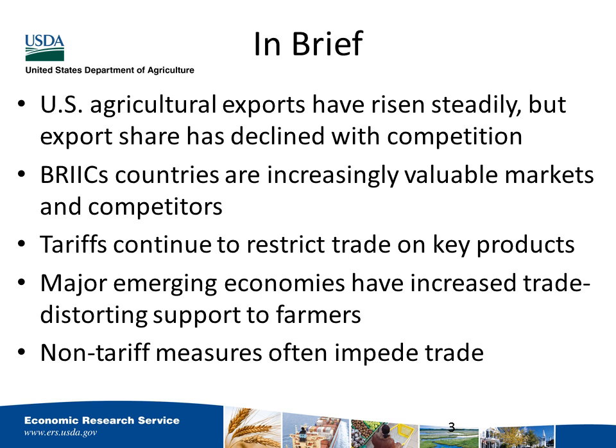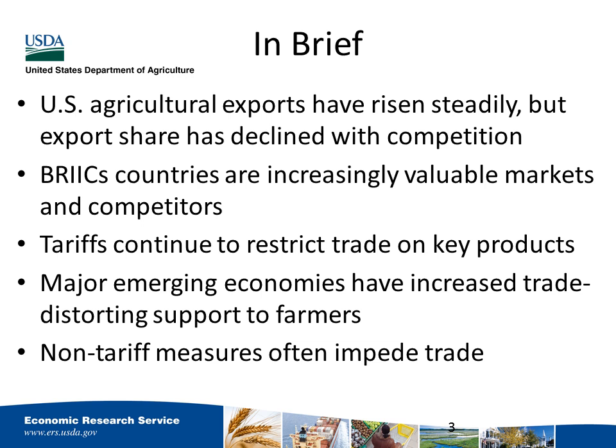Like global agricultural exports, U.S. agricultural exports have risen steadily over the past 20 years. But the share of the U.S. in total global agricultural exports has declined as competition has become more intense. Much of the increase in that competition has come from countries in the developing world, but that increase has also been accompanied by an increase in demand from these countries, making them more valuable markets for U.S. agricultural exports. 5 countries are particularly emblematic of these shifts. Brazil, Russia, India, Indonesia, and China are referred to as the BRICS countries, and they're both increasingly valuable markets for agricultural products and increasingly important competitors for U.S. agricultural producers.